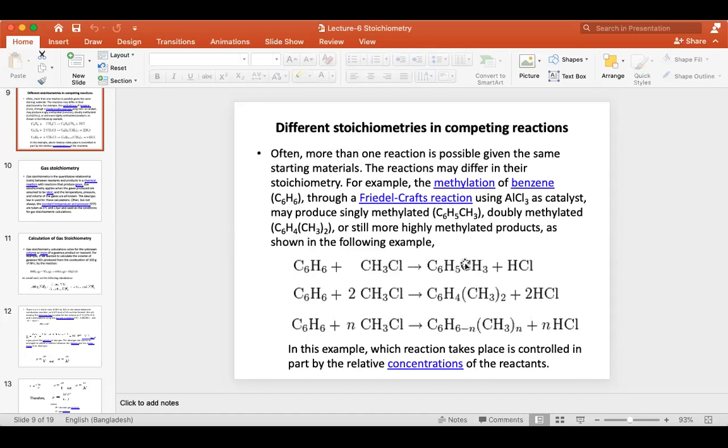So the molar ratio you first calculate, and if anything is unknown, just get how many moles there are. Here very interestingly, 1:1:1:1, all are 1, then you will get the toluene. But if benzene and methyl chloride are 1:1 you get toluene, but if it is 1:2, you would not get the toluene, you would get the dimethyl benzene. So this is the Friedel-Crafts reaction.